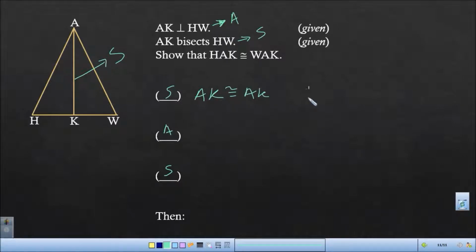Mental note for next year, rename all of these triangles so that they're not all the same every time.